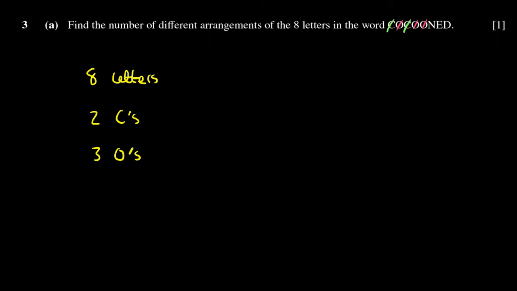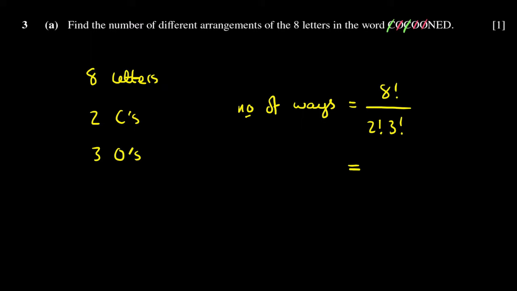Now, the way in which we find the number of ways is going to be the number of letters factorial, so 8 factorial, divided by the number of repeated letters factorial. So we're going to have 2 factorial for the 2 C's, and 3 factorial for the 3 O's. So we just put that into our calculator.